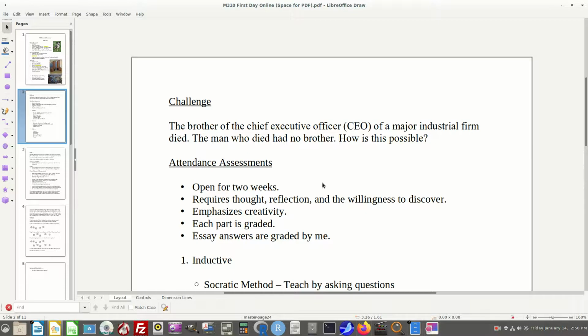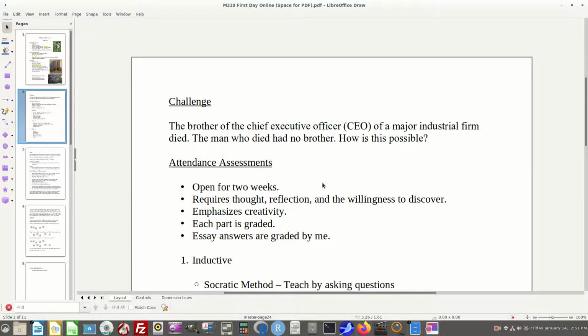One of the attributes of the Socratic Method is putting people in situations where their prejudices may shine through. So I'd like you to first take a look, while we talk about other things, think about this first challenge. The brother of the chief executive officer, the CEO, of a major industrial firm died. The man who died had no brother. How is this possible? Now, if you already know this, that's great.